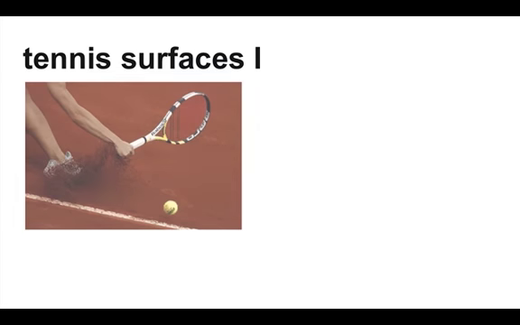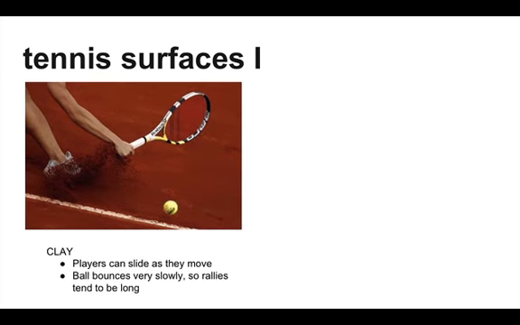Tennis surfaces. A clay surface. Players can slide as they move and the ball bounces very slowly, so rallies tend to be long.